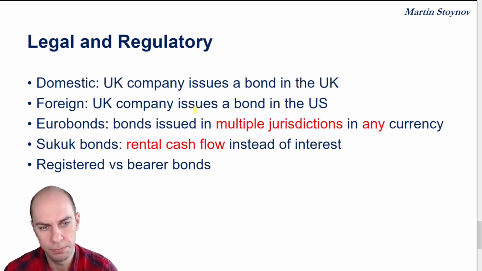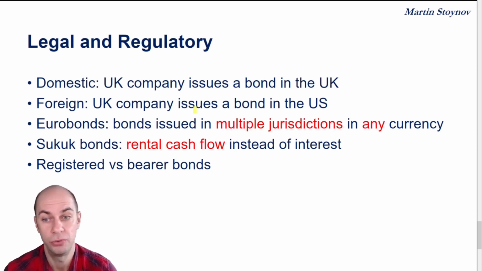Okay, Eurobonds. Now, these are bonds that are issued outside of any single jurisdiction, i.e., they are issued in multiple jurisdictions. They are less regulated or unregulated. They tend to be bearer bonds, and I will explain what a bearer bond is in a minute. And they can be issued in any one currency.